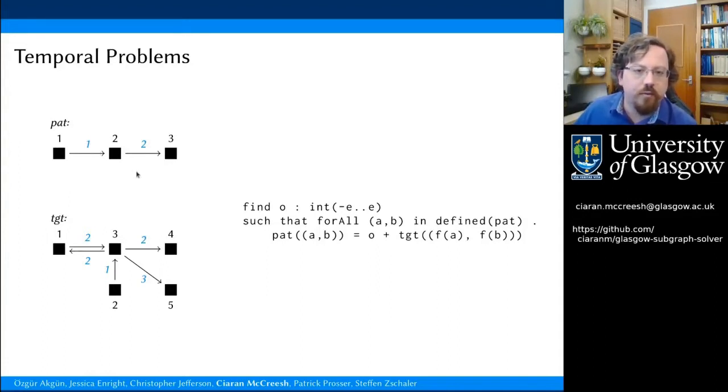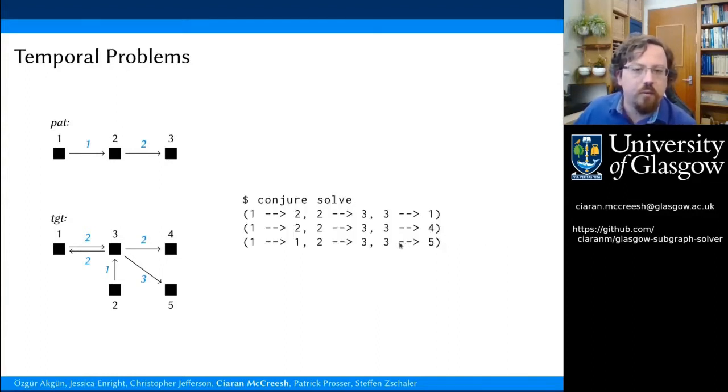And again we can model this very easily. We just have this additional O and then we have an offset on what we're searching for. And we run this and we find there is an additional solution now. We can go 1, 3, 5, and we see that we have 2 and 3 as our timestamps. That's okay because they are 1 apart.